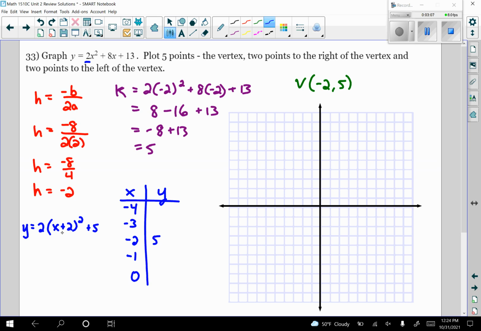-1 plus 2 is 1. 1 squared is 1. 1 times 2 is 2. 2 plus 5 is 7. 0 plus 2 is 2. 2 squared is 4. 4 times 2 is 8. 8 plus 5 is 13. So we'll have a 7 and 13. So I'm going to have to go off my graph a little bit.